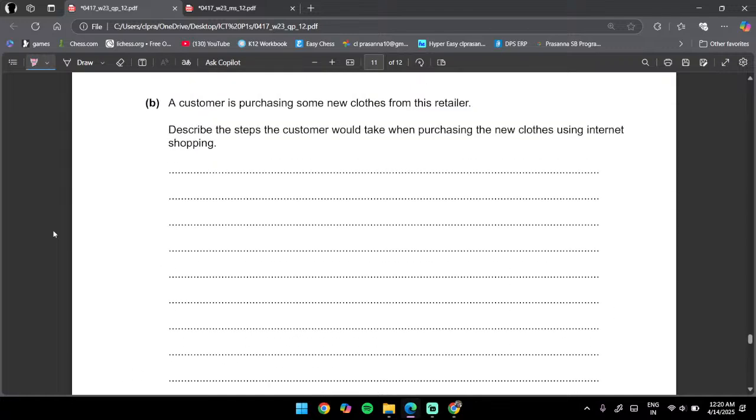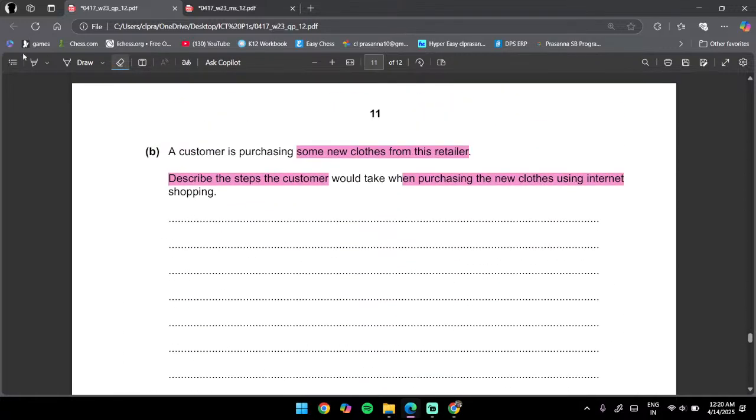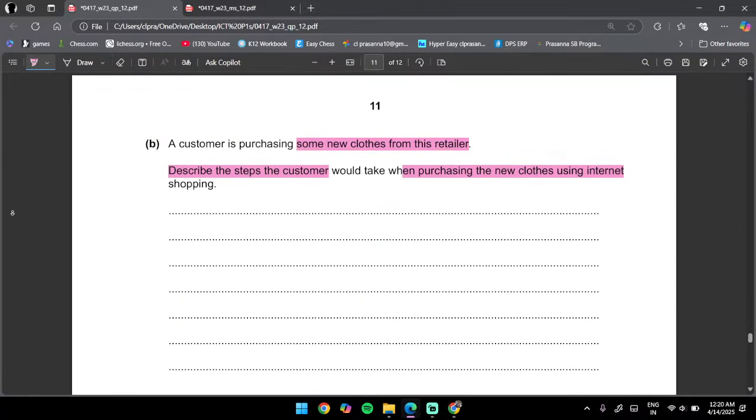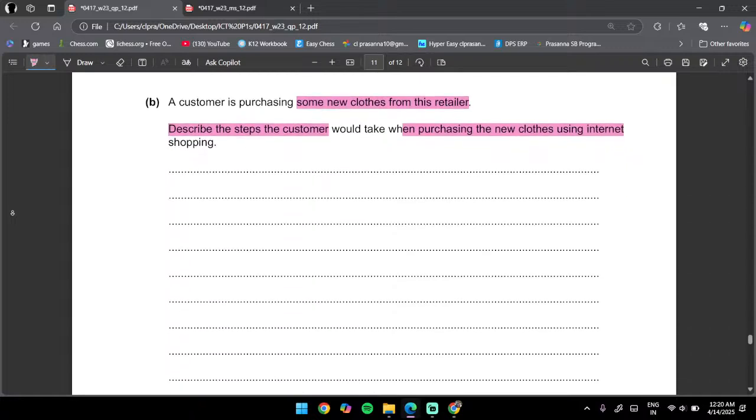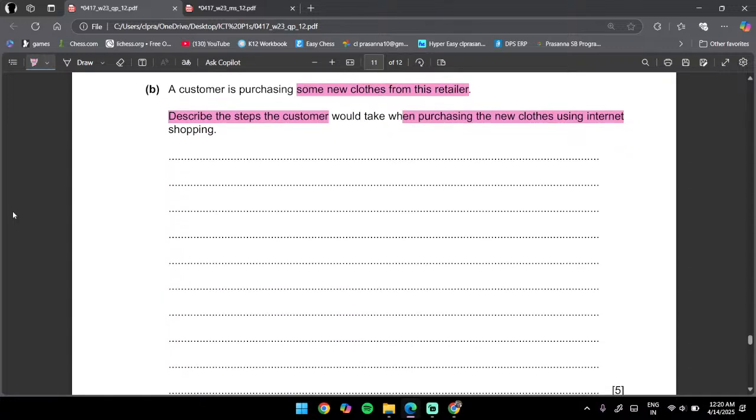A customer is purchasing new clothes from this retailer. Describe the steps the consumer will take when purchasing the new clothes online using the internet. So step questions are basically like you do this, then this, then this, for like 5 marks. Imagine yourself: you open the internet, you go to maybe Amazon or Jumia in Ghana or Flipkart or any of those, and these are the steps you'll take.